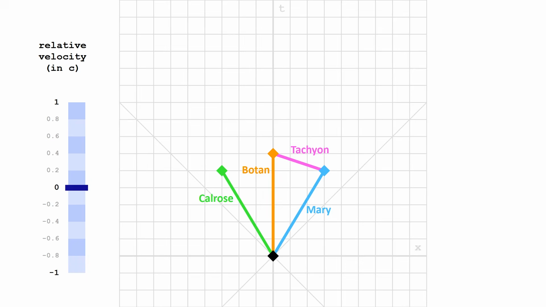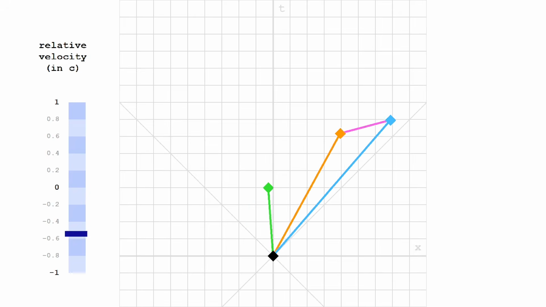Also, here's the tachyon example from episode 6. Since it moves faster than c, its world line is actually space-like, a physical impossibility. And because of this, its endpoints swap positions, and Mary is able to send a signal backwards through time.